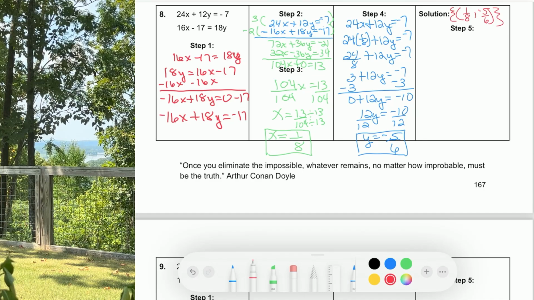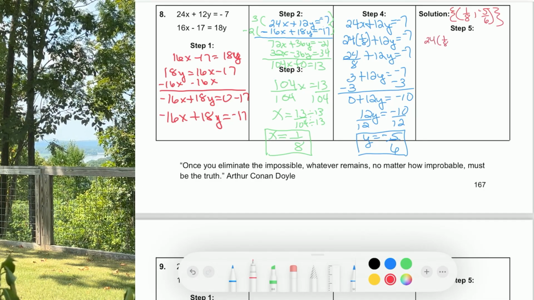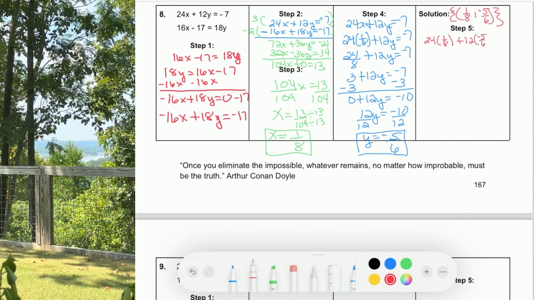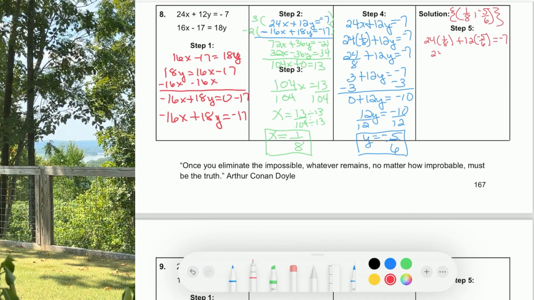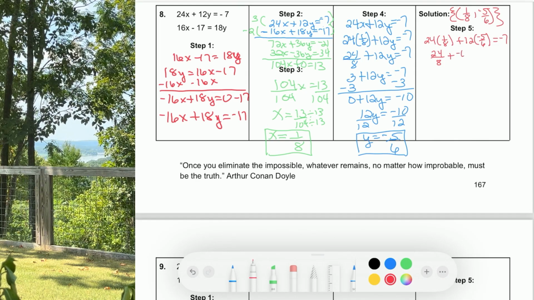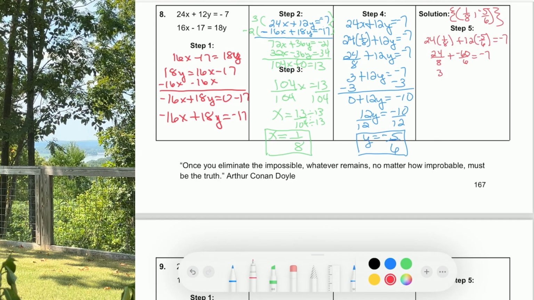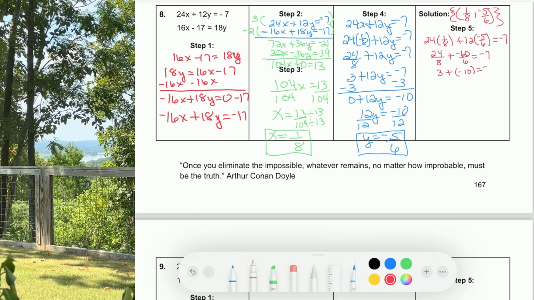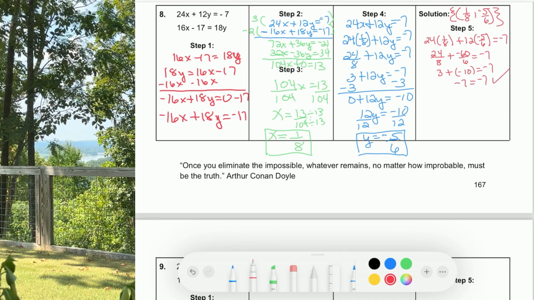Okay, so let's check our answers. So we have 24 times 1/8 plus 12 times negative 5/6 equals negative 7. That becomes 24 over 8 plus 12 times negative 5, which is negative 60 over 6. So that becomes 3 plus a negative 10 when I reduce those. And I get negative 7 equals negative 7. So yes, that one checks out.